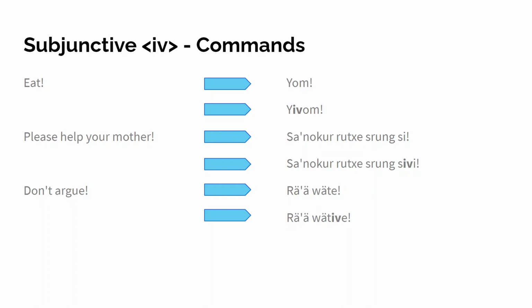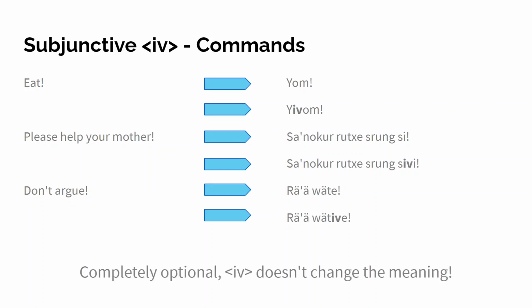Please help your mother. So with rut e, you can make a command more soft and more nice. And like you learned in the negation video, we negate commands with the re e instead of ke. So re e wete or re e weti ve for don't argue. So, like I said, the if is completely optional, it doesn't change the meaning, just pick whatever sounds better for you.